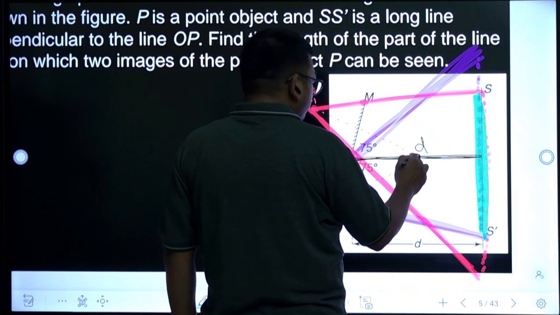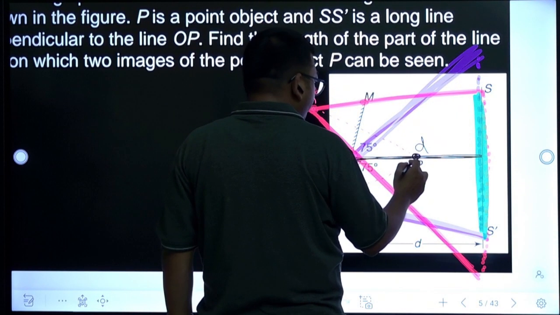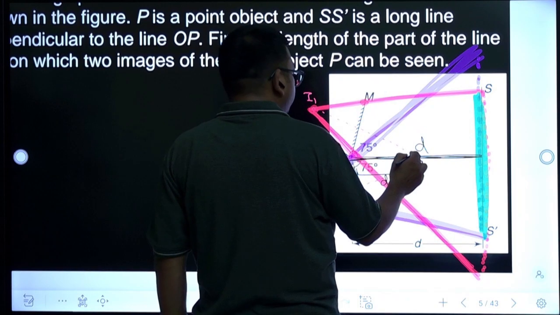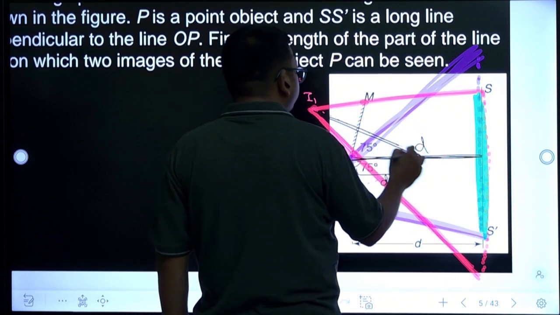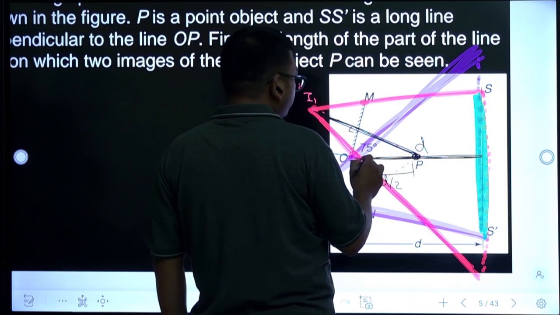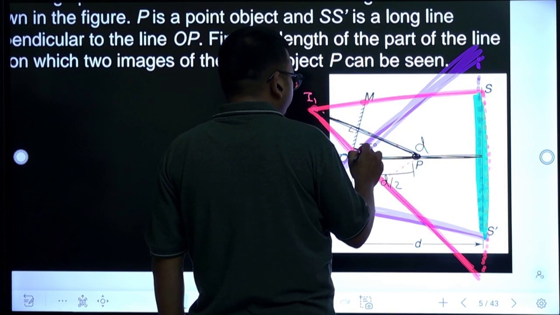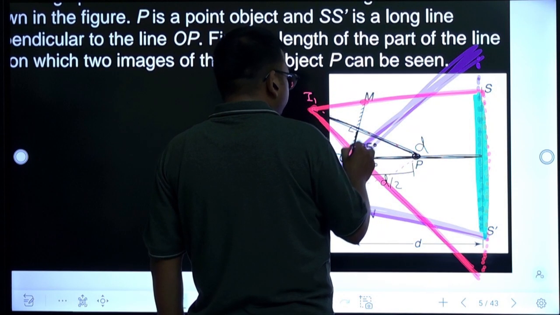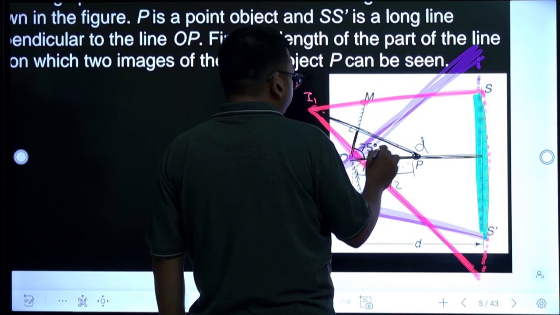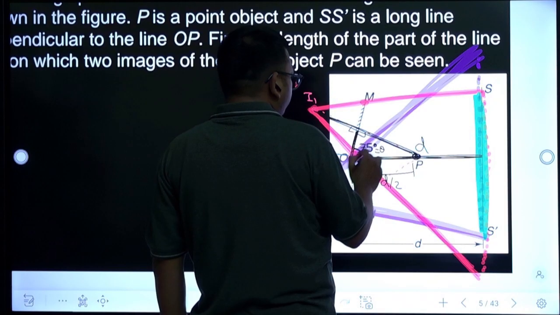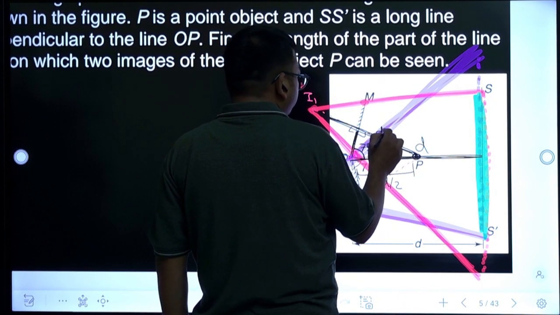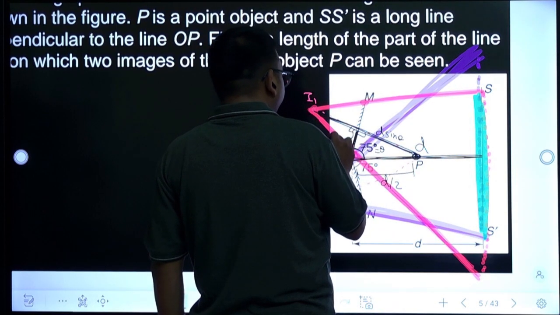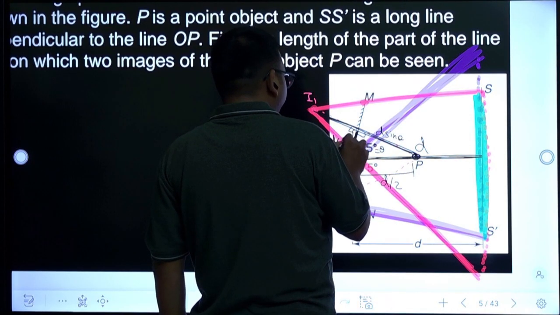So this distance will become d by 2 from here to here, right? And note that this line is perpendicular we have taken. This angle is 75 here, right? So again I will try to take cos and sine. Let us take this as theta, 75. So this is perpendicular, so this will become d sine theta and this will become d cos theta. I think a similar approach we have to apply.